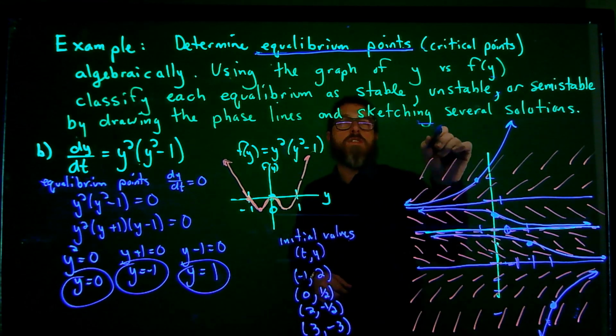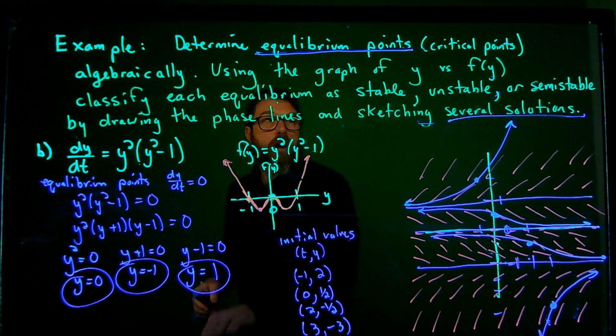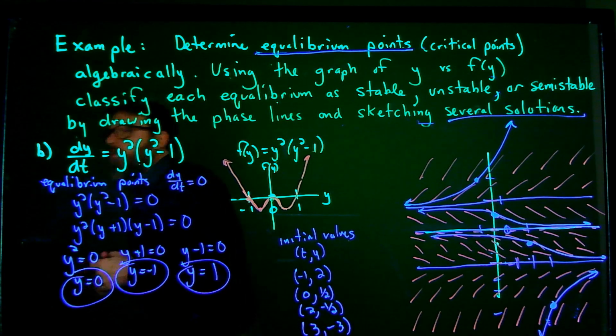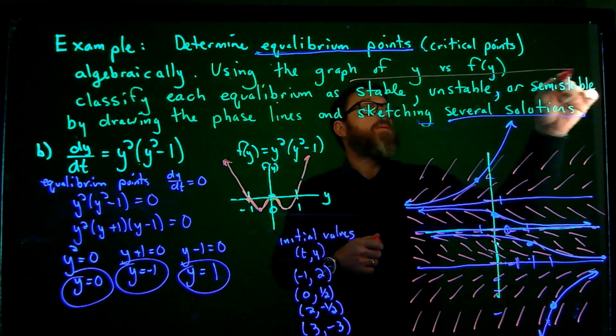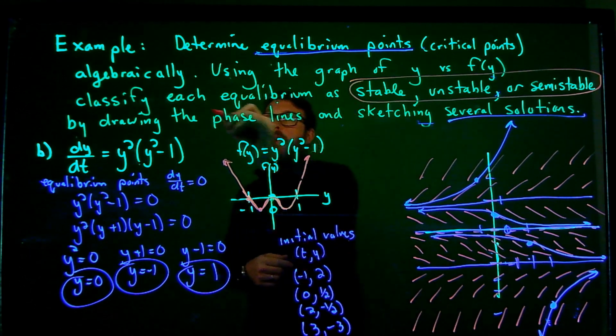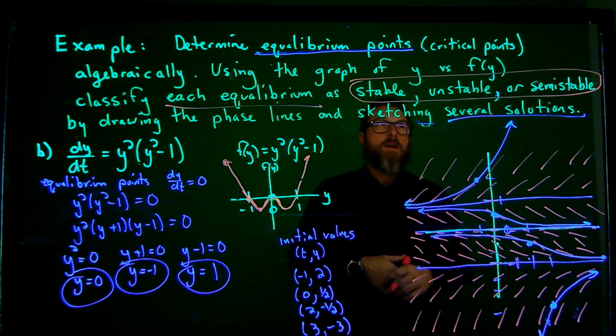All right, so we've just sketched several solutions. There they are. Now let's talk about, are they stable, unstable, semi-stable? So let's discuss this now. When they're asking about that, they're asking about each equilibrium as stable, unstable, or semi-stable.